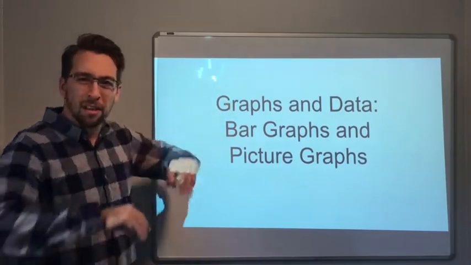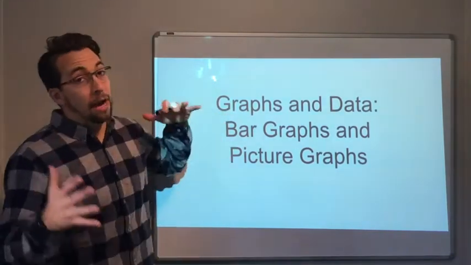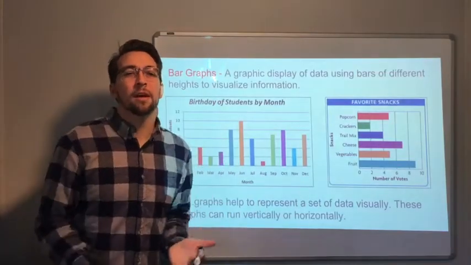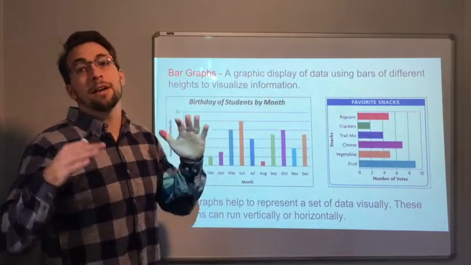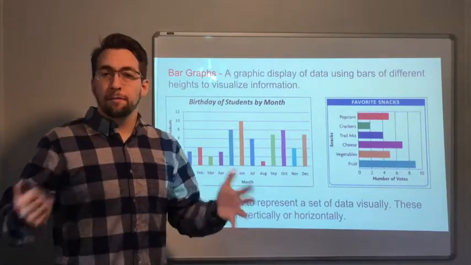Today we're talking about the category of graphs and data, okay? Specifically bar graphs and pictographs. How do we read bar graphs? What are they? How do we read picture graphs, etc.? So a bar graph is a graphic display of data using bars of different heights to visualize the information.